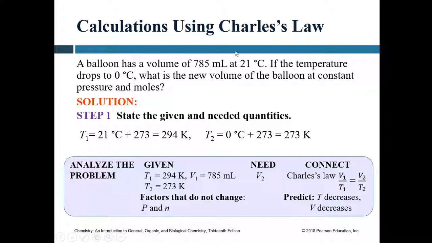Now the other thing is we have to remember it has to be converted to Kelvin when we're dealing with temperature and gases. So in this chapter, always convert your temperature to Kelvin because that's what these gases are proportional to. So the first thing is we got to convert to Kelvin, like I said. So T1 is not 21, it's 21 plus 273, i.e. 294. And T2 is 0 plus 273.